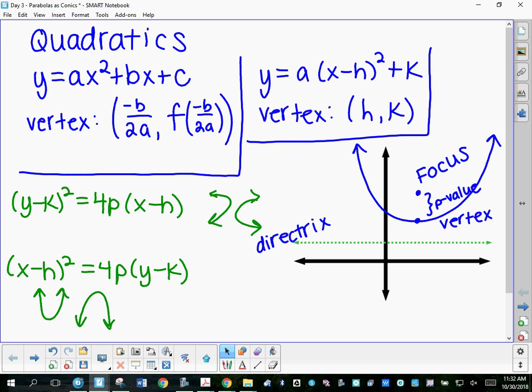The second formula, or way to give out a quadratic, is the one on the right-hand side. If you've got that, you can easily tell what your vertex or turning point of the parabola is, and you can see whether or not it opens up or down.